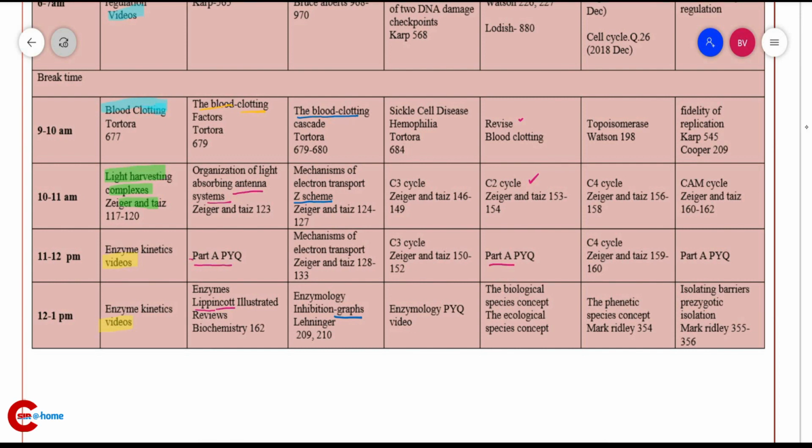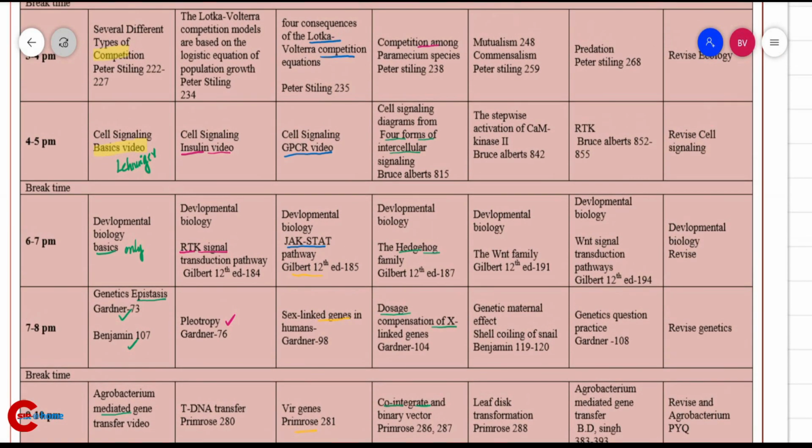Biological species concept and ecological species concept, Mark Ridley. Then 3 to 4 p.m., mutualism and commensalism. Then 4 to 5 p.m., CAM kinase. It's from Bruce Alberts, cell signaling, CAM kinase 2. Then 6 to 7 p.m., developmental biology, Wnt family. This is also important, Wnt signal family. Then 7 to 8 p.m., genetic maternal effect, shell coiling of snail.